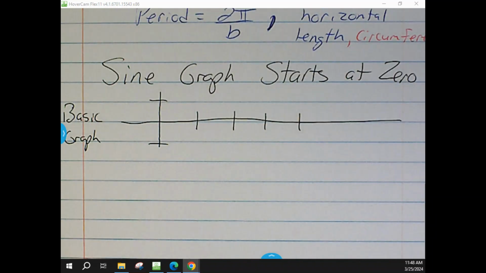Okay, so when we do this basic graph, this is what it's going to look like every single time. Now, it's going to tweak and change just a little bit depending on some of the numbers, but pretty much the basic graph is going to look like this one. Okay, so here's what all the graphs will look like.